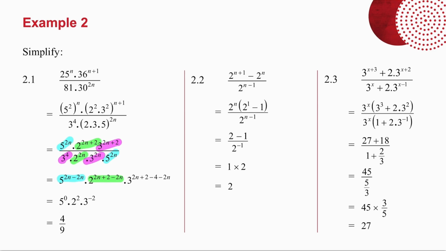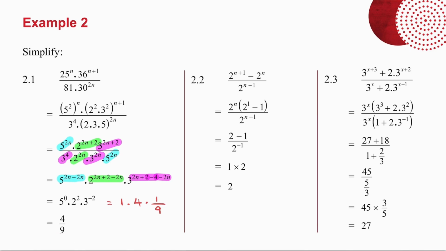So what I do is I take 2n plus 2. I'm dividing by 3 to the 4, so I subtract 4. I'm dividing by 3 to the 2n, so I subtract 2n. Simplify your exponents, and then you get 1 for 5 to the naught. 2 squared is 4. 3 to the minus 2 is 1 over 3 squared. In other words, 1 over 9. And I get my answer of 4 over 9.